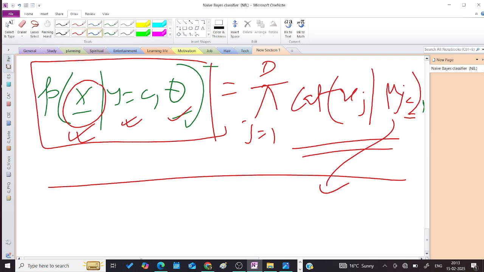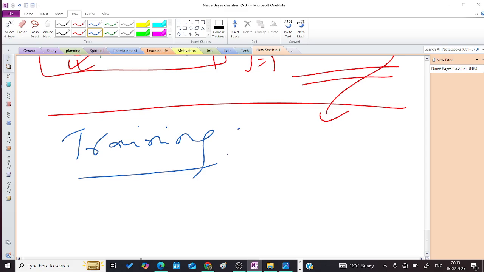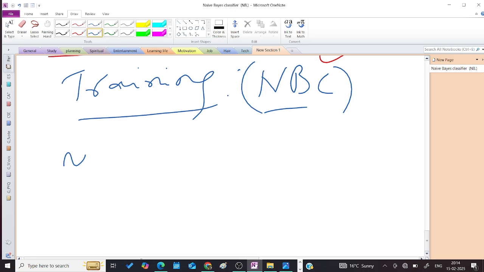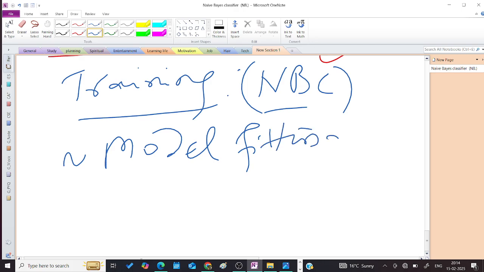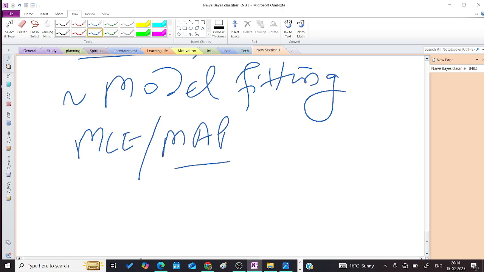Okay, so now we want to do the training of what? NBC, right? Naive Bayes classifier. So it is also known as model fitting, right? Computing the MLE or MAP estimate of parameters.